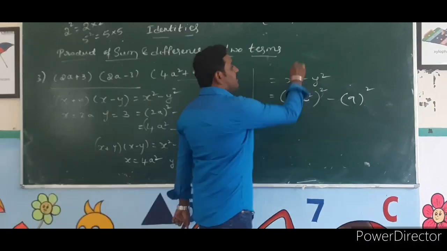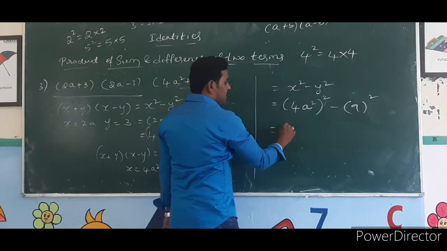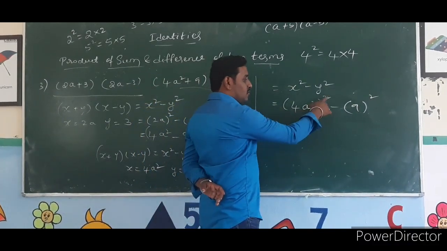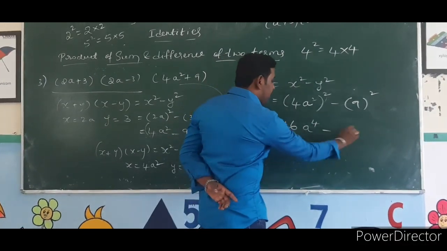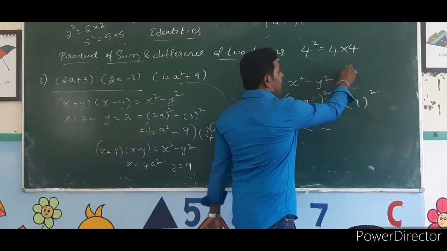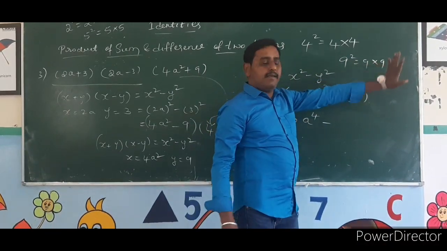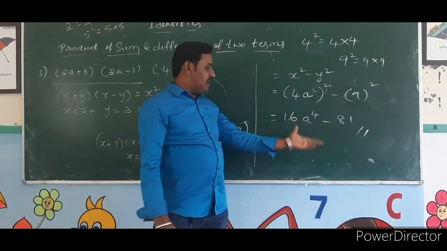4² means 4 into 4, 4 fours are 16. Here a² squared, 2 twos are 4, so a⁴. Minus 9² means 9 into 9, 9 nines are 81. This is the last step of this answer.